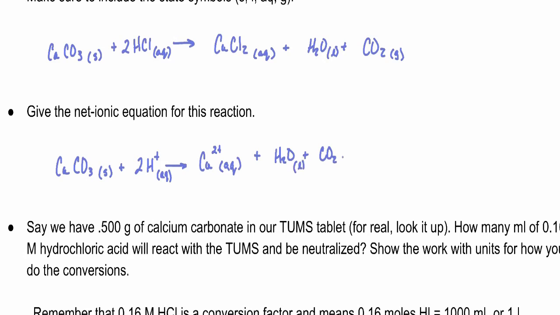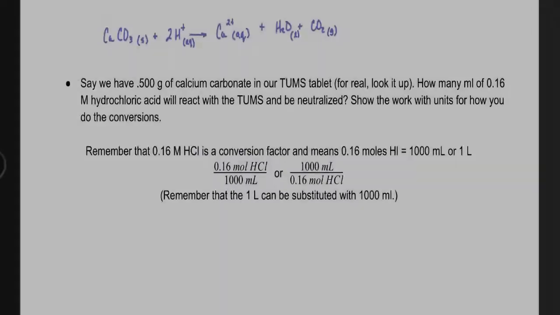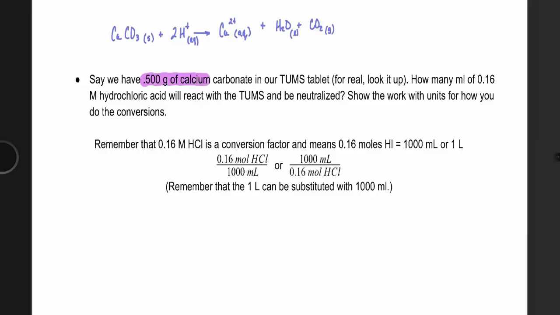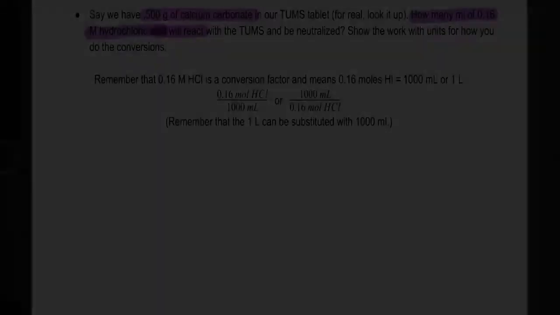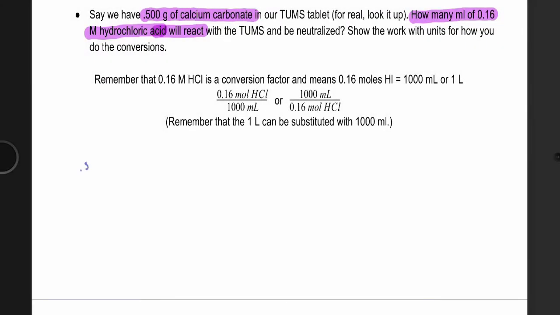Now to the stoichiometry. We're going to have a given of 0.5 grams of calcium carbonate. This is what we're going to start with. We're asked about the volume of the hydrochloric acid. We are going to end our stoichiometry problem with our volume in milliliters. So to start, we're going to write down our 0.5 grams of calcium carbonate. We're going to convert this to moles.